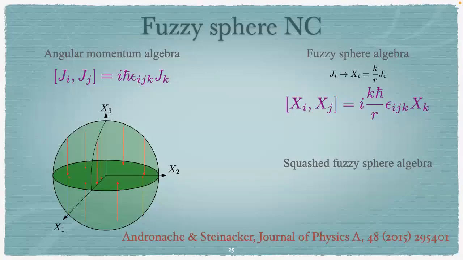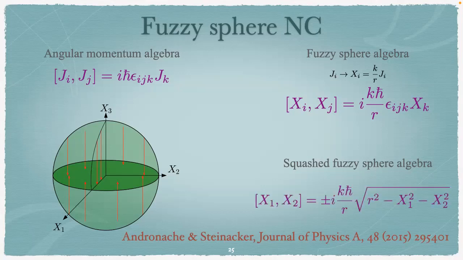What does it mean? You project all the points of the sphere to an equatorial plane, for example the XY plane. Then this plane will become non-commutative, and your algebra will look like this: you can write x1, x2, and because you project all the points, from the equation of the sphere you can write x3 in terms of these, plus or minus depending on whether you are projecting from up or down. This is called the squashed fuzzy sphere algebra. And why is it good? Because as you go out to the surface, the non-commutativity is basically zero, so you can recover your commutative algebra.